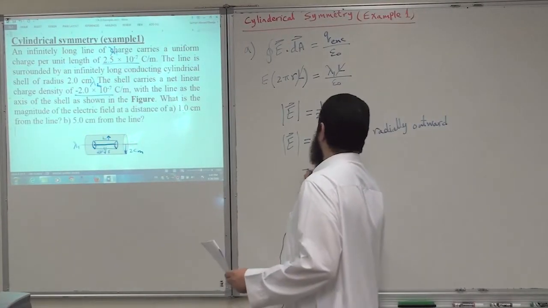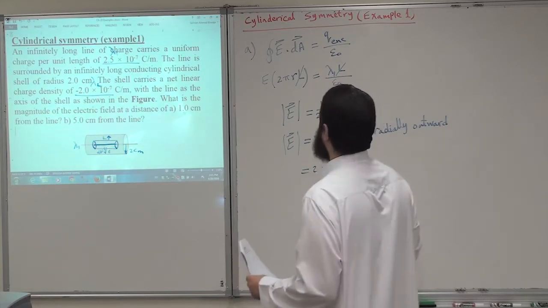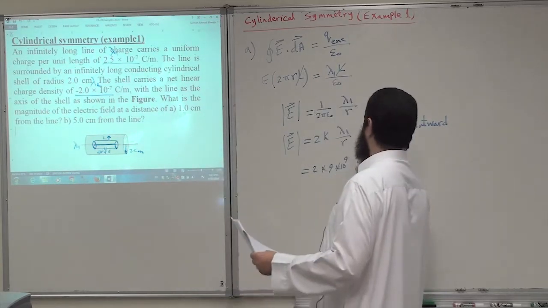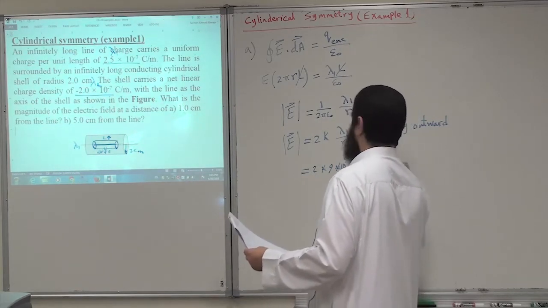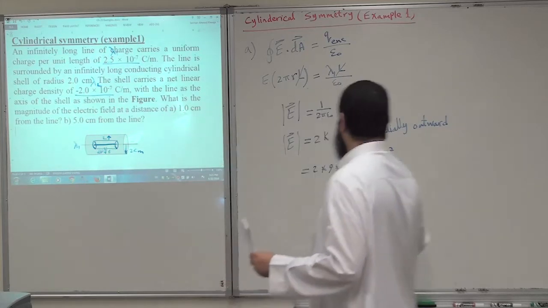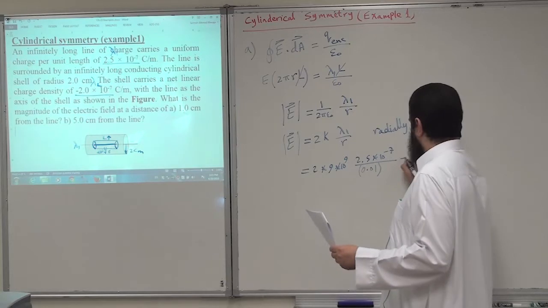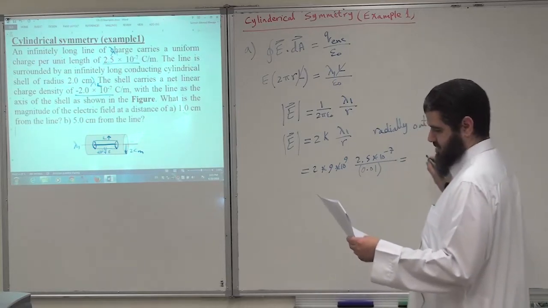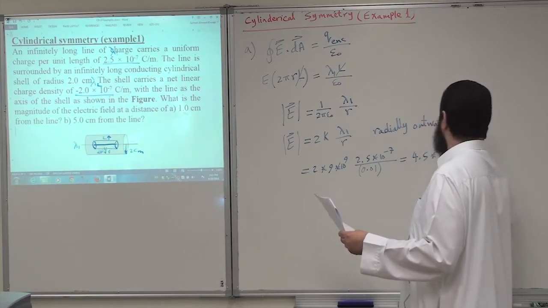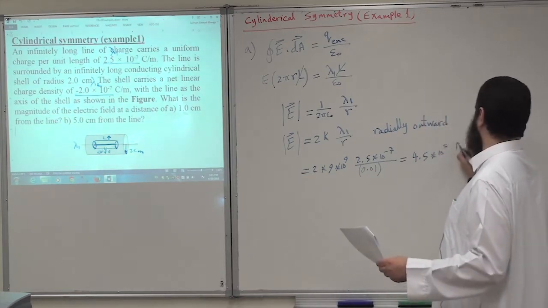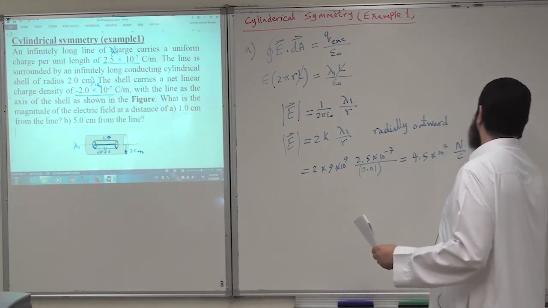It is 2 multiplied by 9 times 10 to the power 9, lambda 1, which is 2.5 times 10 to the minus 7, divided by R. In this case, it is 1 centimeter. We put it in units of meters. And this will give you the magnitude, which is 4.5 times 10 to the power 5. The unit for electric field is Newton per coulomb, and the direction is radially outward.